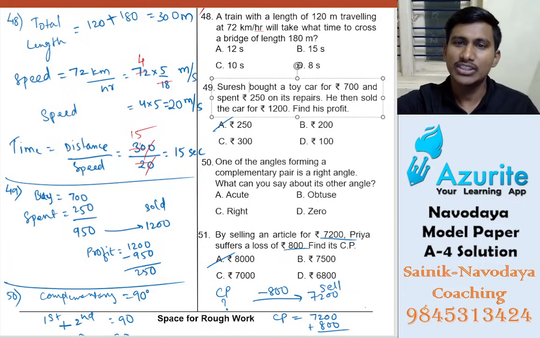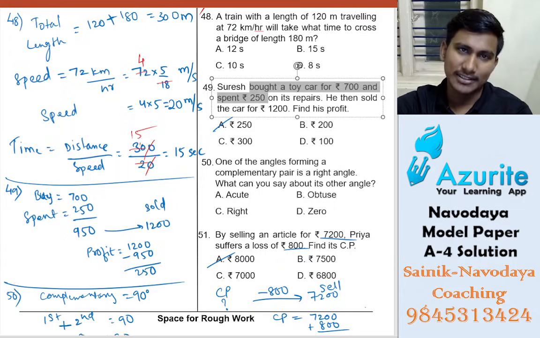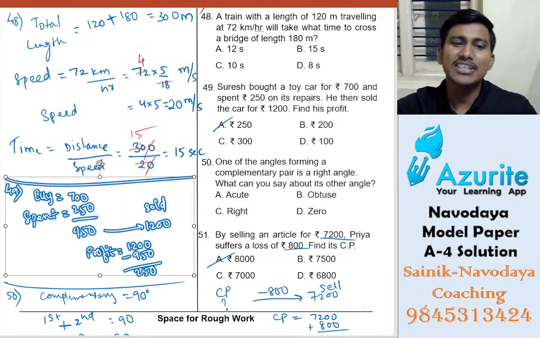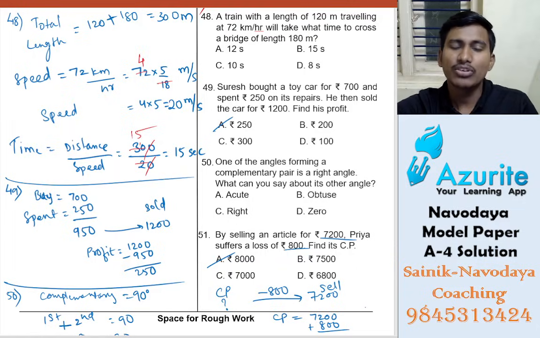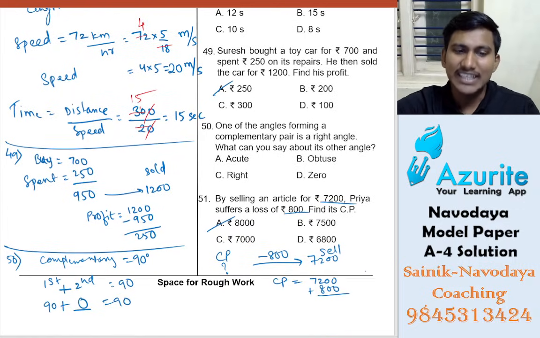What is the 49 question? Suresh bought a car for 700 and spent 250 rupees on its repair. He sold it at 1200, find his profit. So he bought it for 700 rupees and spent 250 rupees on repair. Total he is spending 700 plus 250, 950 rupees. He sold at 1200. So what is his profit? That is 1200 minus 950, so you will get 250 rupees. So option A here. Very easy. Now 50 answer.